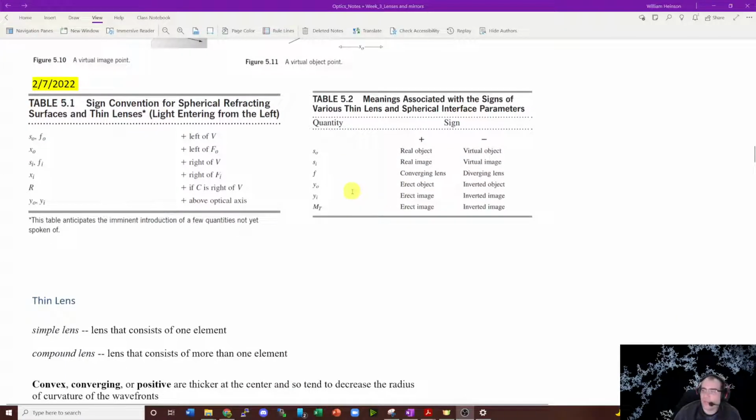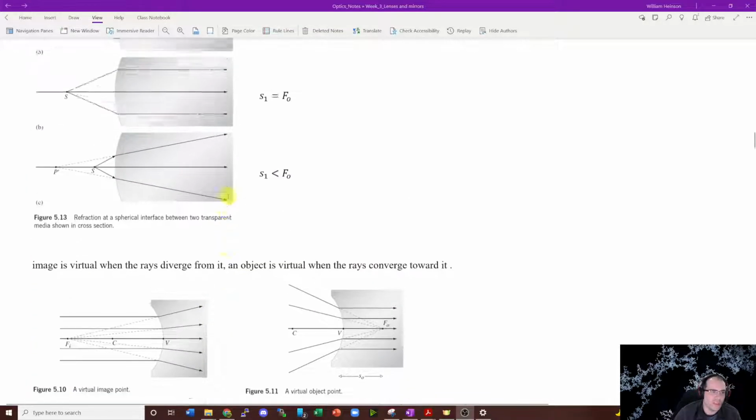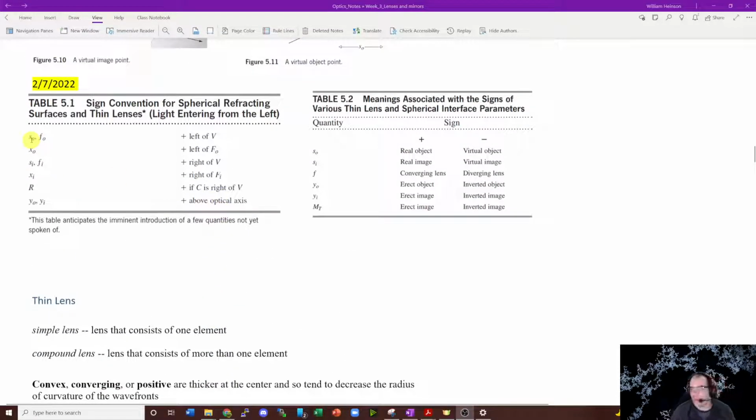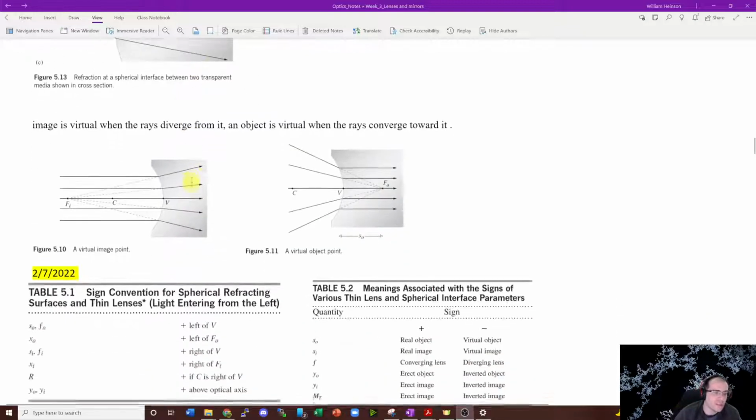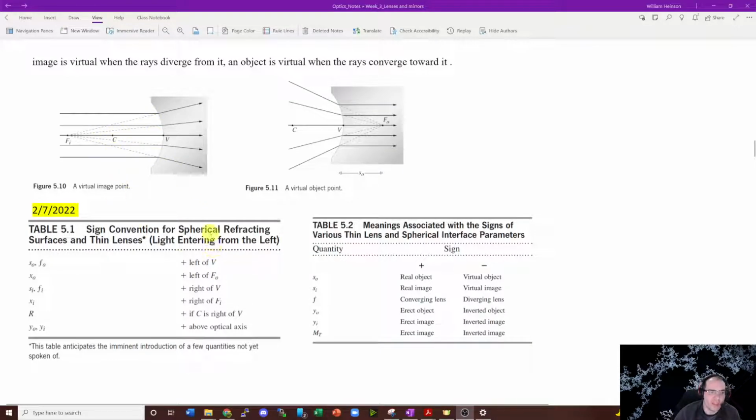There are some sign conventions we need to be aware of, and you can see kind of where these come from. We've talked about these a little bit. Your object is considered positive if it's on the left, and the image is positive if it's on the right of the interface. So our object length and our object focal length are both positive on the left. The image length, the S_I, the F_I, is positive if it's on the right. Radius is positive if it's centered to the right. So these guys are centered here, we give them positive radius. This one here, negative radius.